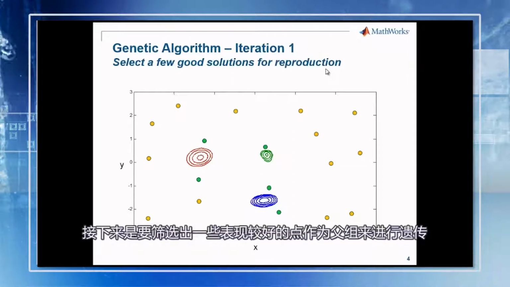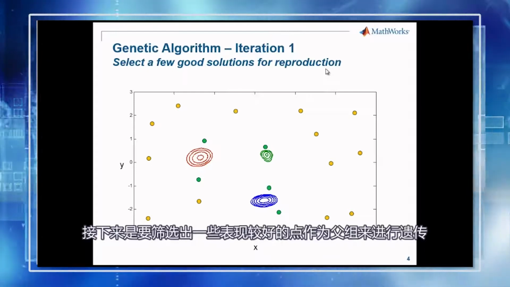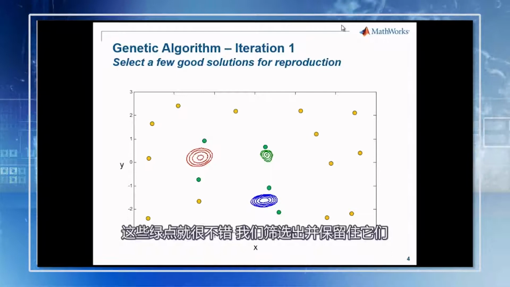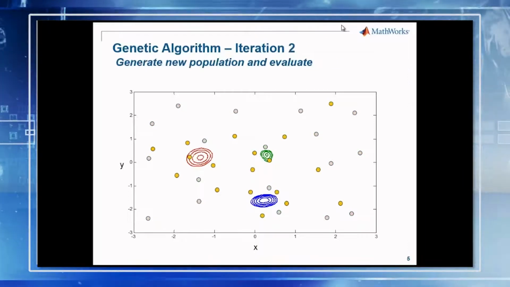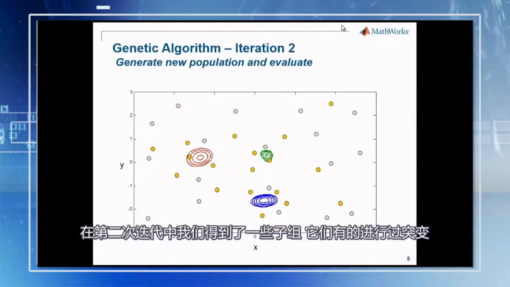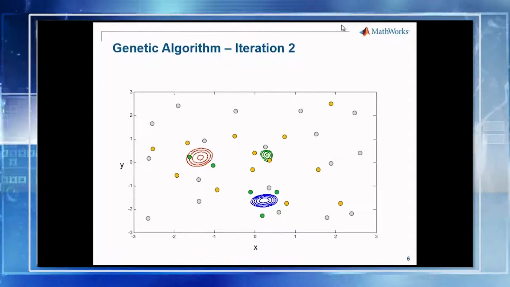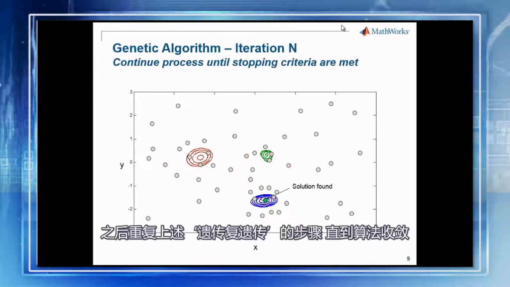The next thing that it'll do is it'll select a few good solutions as the parents to continue on to the next generation. So these green points here did well, we'll keep those for the next generation, and we'll also use them to create the subsequent generation. So for iteration 2, we generate those new points through selection, crossover, and mutation, and then we evaluate the new population. We then repeat this process of generating new generations until the algorithm converges.